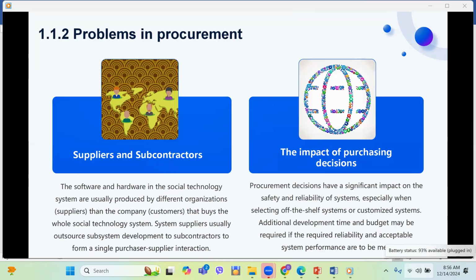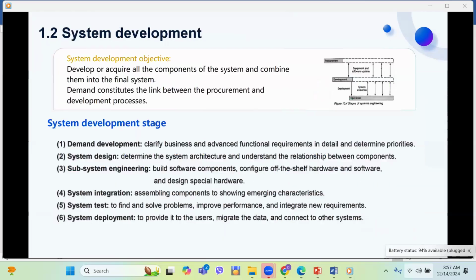System suppliers usually outsource subsystem development to subcontractors to form a single purchaser-supplier interaction. The impact of purchasing decisions: procurement decisions have a significant impact on the safety and reliability of systems, especially when selecting off-the-shelf systems or customized systems. Additional development time and budget may be required if the required reliability and acceptable system performance are to be met.